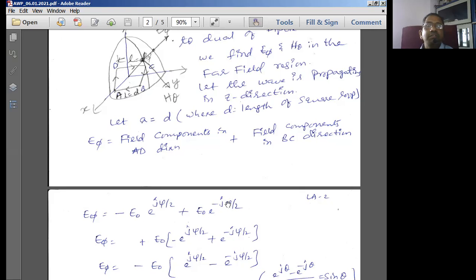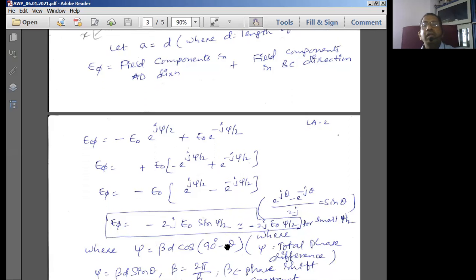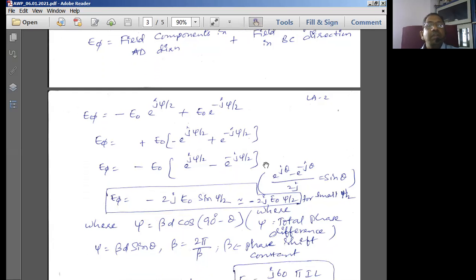Now, what is the expression for xi, the total phase difference? We discussed this basic equation when we dealt with antenna arrays, for a dual dipole antenna, where we have two antennas connected. There we discussed this particular dual dipole antenna. Now we derive this equation: E phi is equal to E naught, if I take common, minus e power plus j xi by 2 plus e power minus j xi by 2.